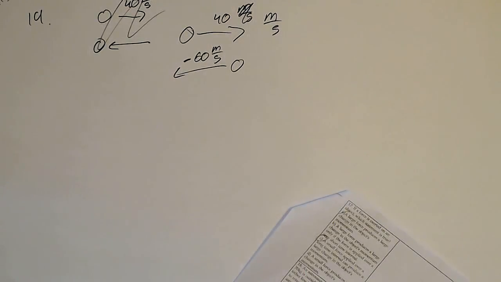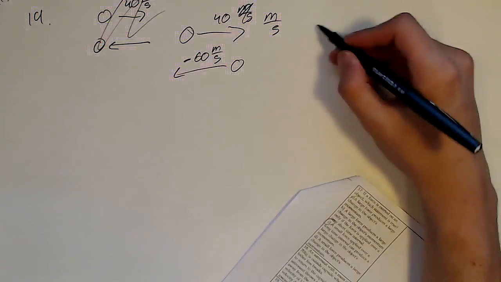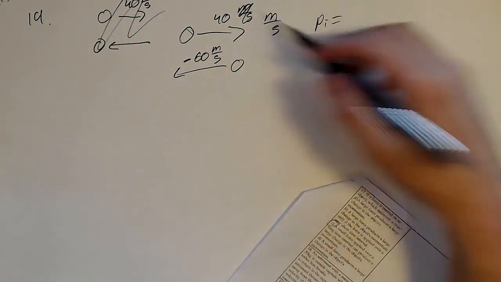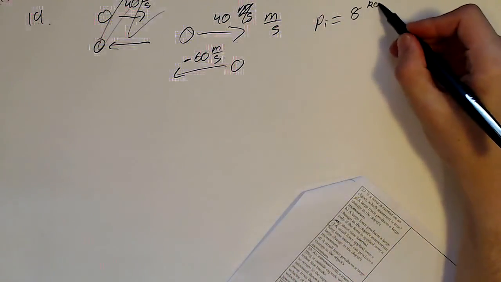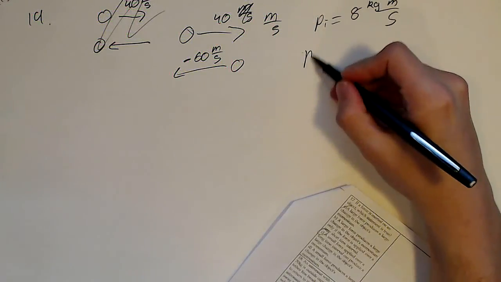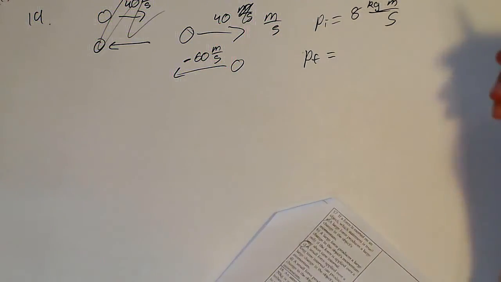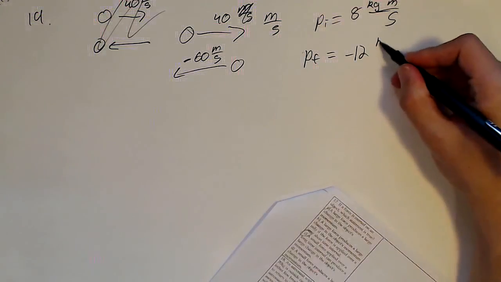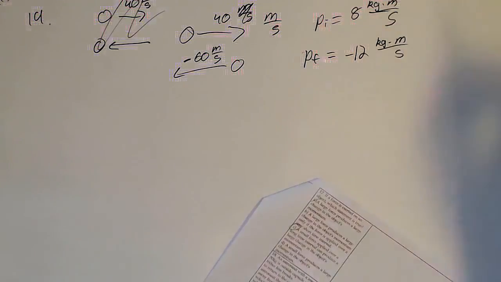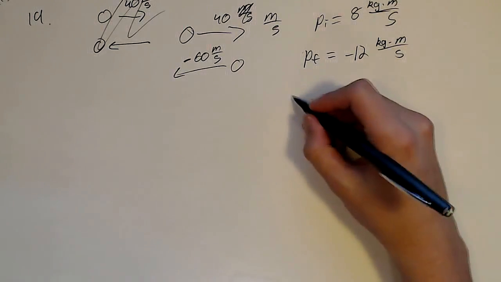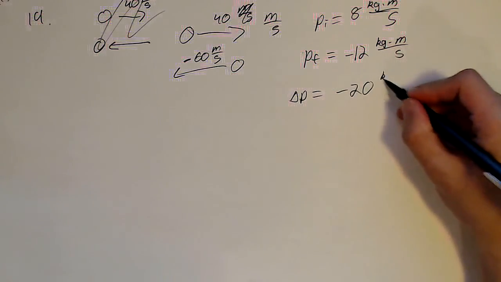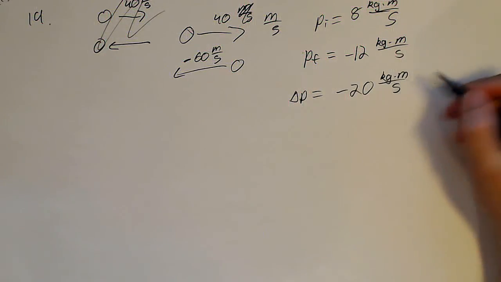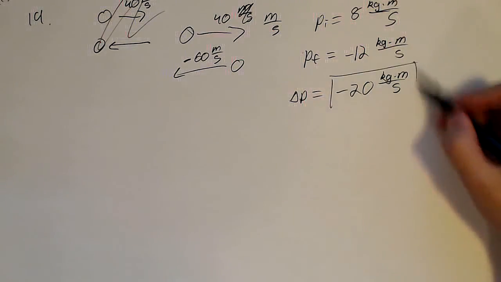We have to find the momentum first. So its initial momentum is equal to 40 times 0.2, which is 8 kilogram meters per second. And its final momentum is equal to negative 60 times 0.2, which is negative 12 kilogram meters per second. So the net change in momentum, delta P, is equal to negative 20 kilogram meters per second. That's your answer. That was easy.